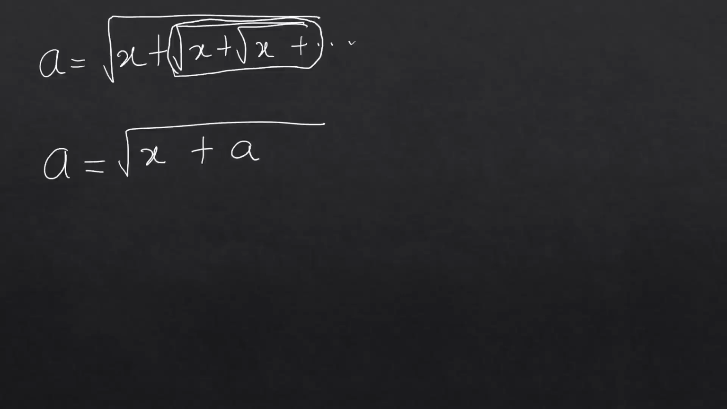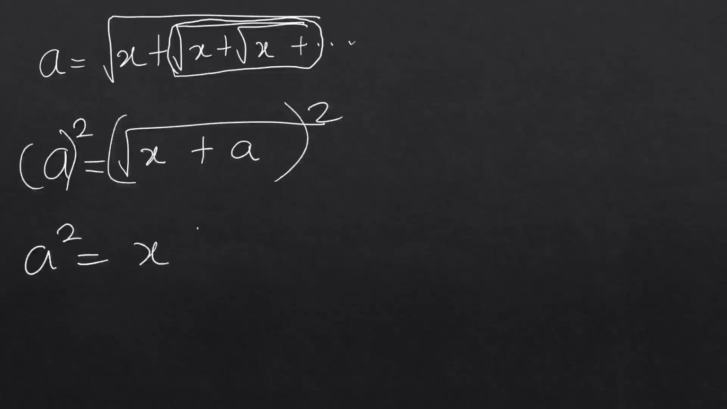So let me remove the radical. Let me remove this by squaring both sides. So I'm having that A squared is equal to x plus A. Good. I am done with the first one. Let's go to the second one and also do the same thing.